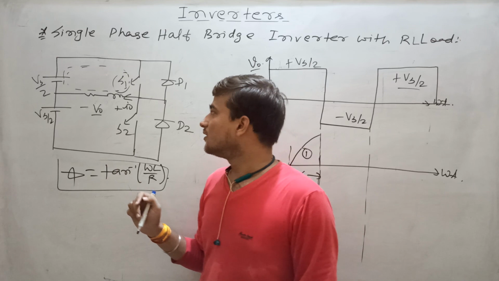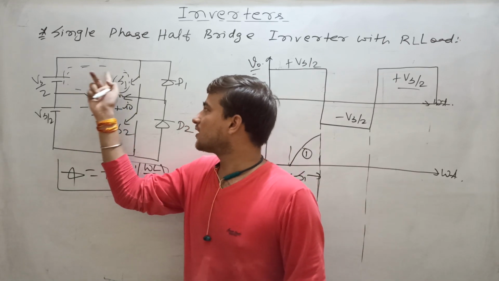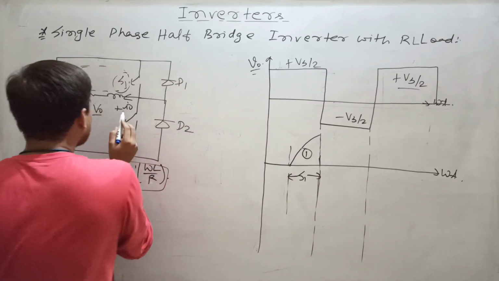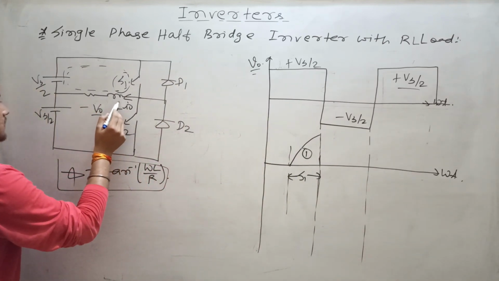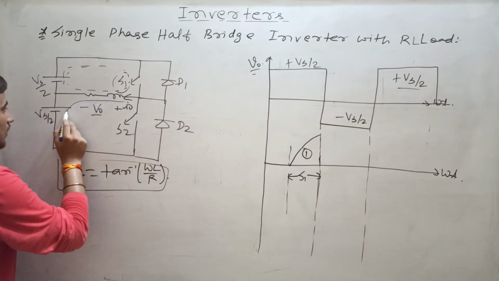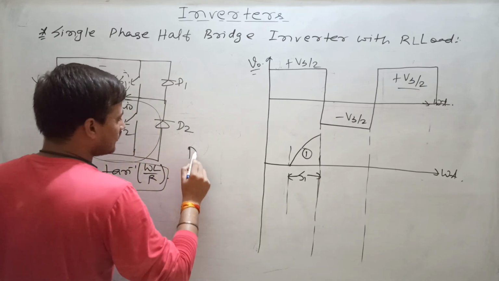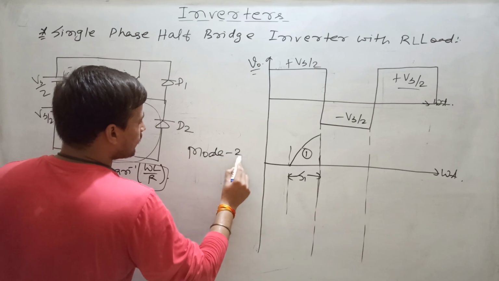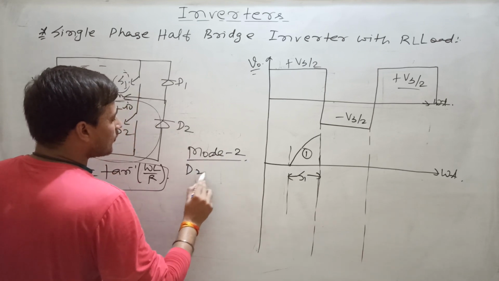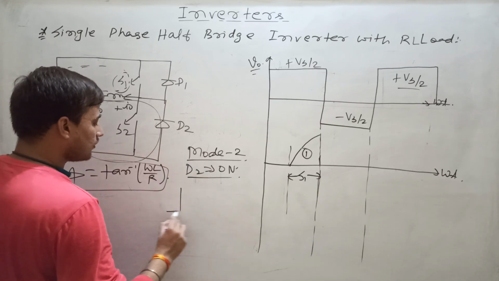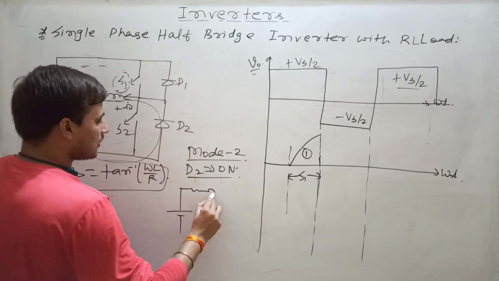Now what will happen? You can say that, sir, it will forcefully conduct through this one switch. No. Why? Because there is another path for this one. This current will conduct through this one. Mode 2: diode D2 will be automatically on. It will be conducting. And here how it will conduct? It will conduct like this one.